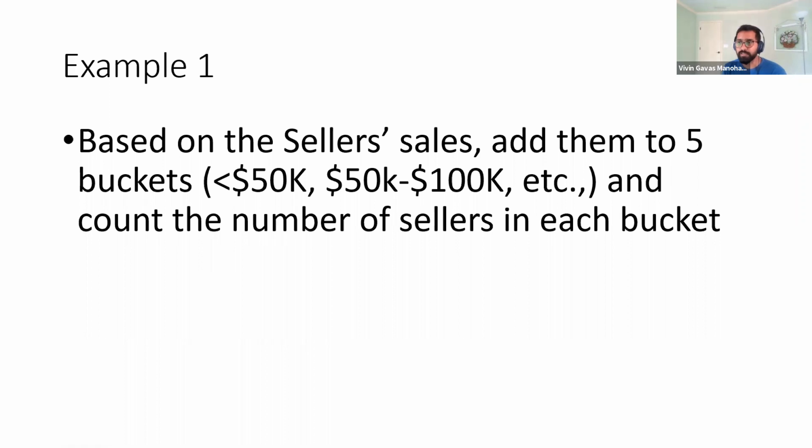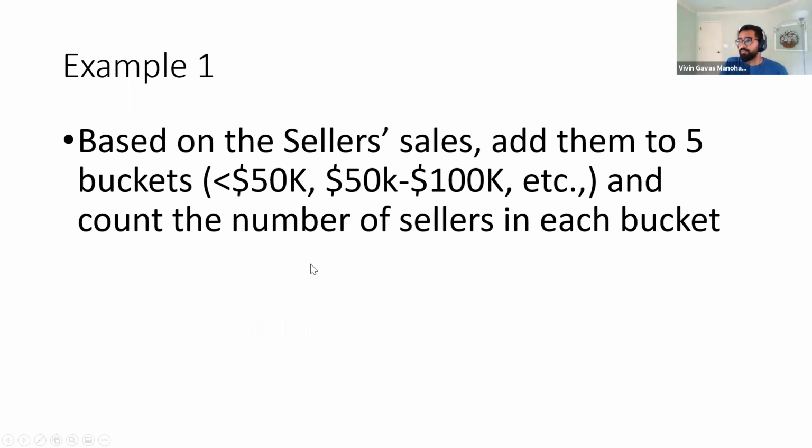So basically, the first question that we had was, based on the sellers' sales, you should add them to 5 different buckets: less than 50K, 50K to 100K, etc., and count the number of sellers in each of the buckets. Now, if you remember the first session, we learned the statement called count in your select statement, which counts the number of entries in the column and returns an integer showing how many entries match. So in this case, we want the output to show, for each bucket, the number of sellers that we have.